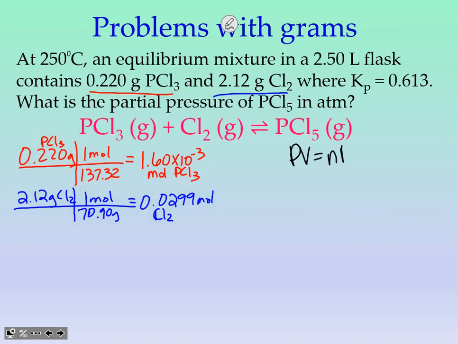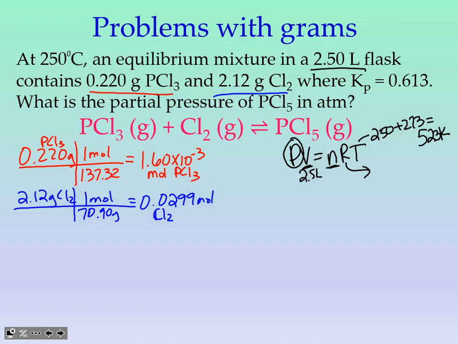Now that I have that, I can go ahead and do my PV equals nRT. I have my moles, I have my volume in liters. That's already here, so this is the 2.5 liters. The temperature is going to be the 250 plus the 273, right? Got to change that to Kelvin. So this is 523 Kelvin. We're looking for the partial pressure. Now, good question here. What R value do we have to use here?